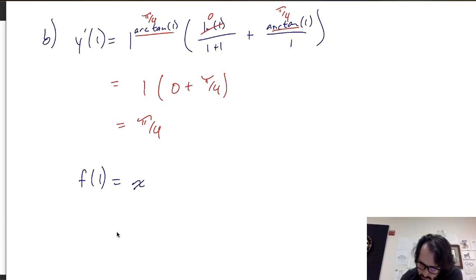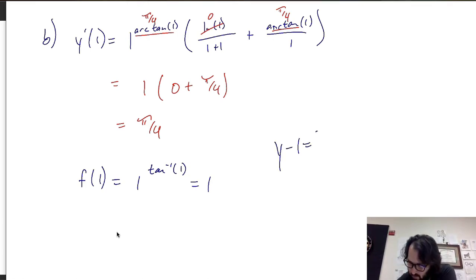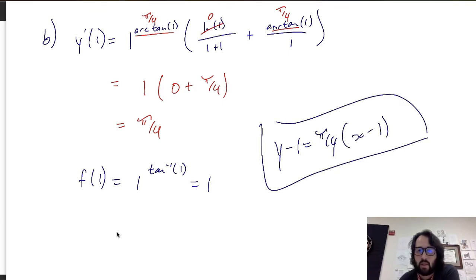So x to the tangent of x, so 1 to the tangent inverse of 1, which again, 1 to the pi over 4 is going to be 1, so this is the point (1, 1). So I have y minus 1 equals pi over 4 times x minus 1. That would be the slope of the tangent line at that point.